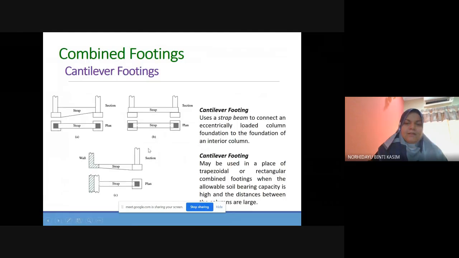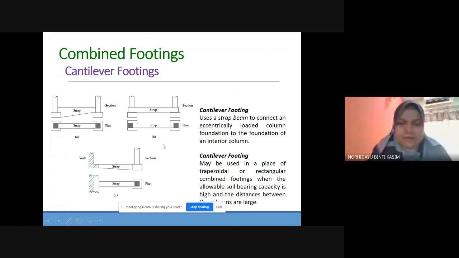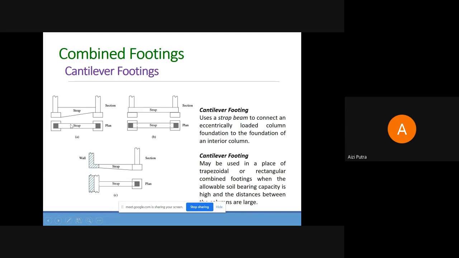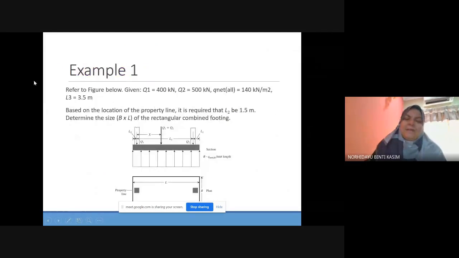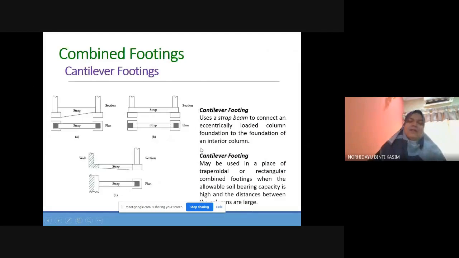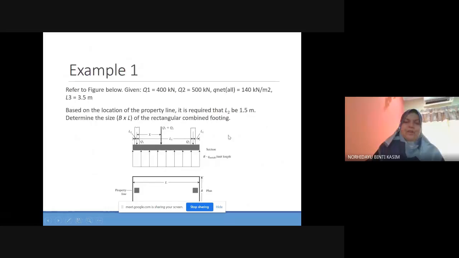Is it clear, student? For the cantilever footing, the purpose of the strap beam? Yeah, hello. Okay, if you have any question, just switch on your mic and ask. So that is the purpose of the strap beam, to help in holding the loads.